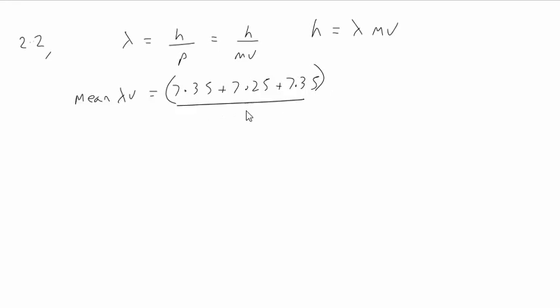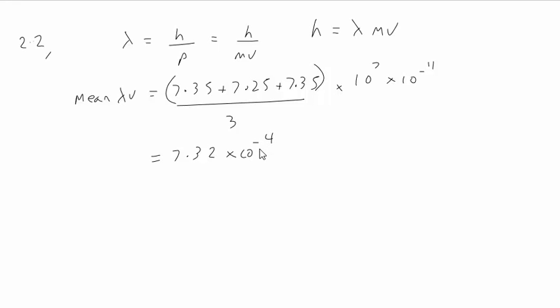We can work out the mean lambda v from our previous data, which is 7.35 plus 7.25 plus 7.35 over 3, but then we also need to multiply it by 10 to the 7 to get the speed correct in meters per second, and by 10 to the minus 11 to get the wavelength correct. And this gives a mean lambda v of 7.32 times 10 to the minus 4.